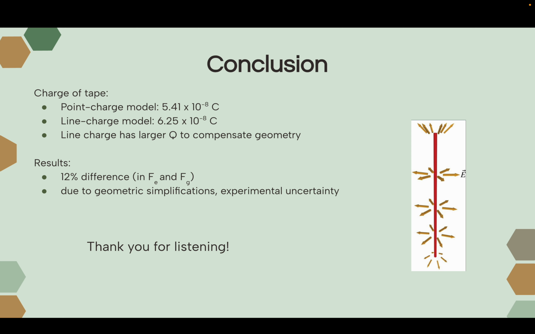Overall, we determined that our point charge model had this charge and our line charge model had this charge, and that our line charge had a larger q to compensate for geometry. Our results from the computational model were that there was about a 12% error difference between electric force and gravitational force, which was due to geometric simplifications and experimental uncertainty. Thank you for listening.